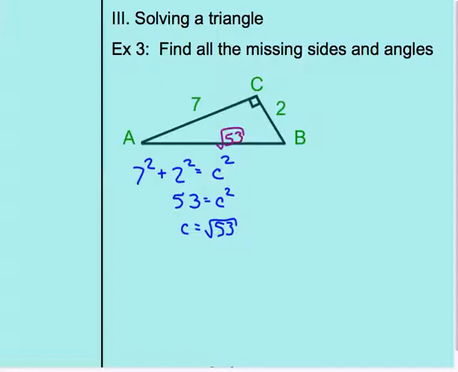To solve for A and B, we will use SOHCAHTOA. And I am going to use the two sides that aren't under radical. I'm going to use 2 and 7. So to solve for A, I'm going to say the tangent of A is opposite over adjacent. This is another one where we'll have to use the tangent inverse to solve for the angle measure.